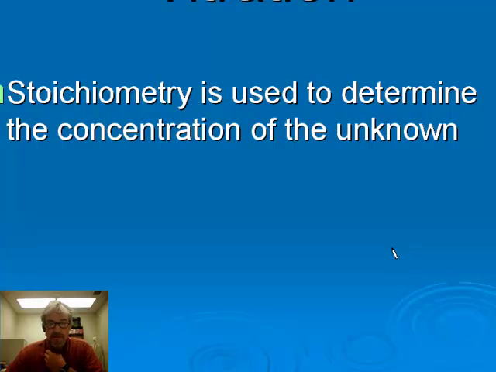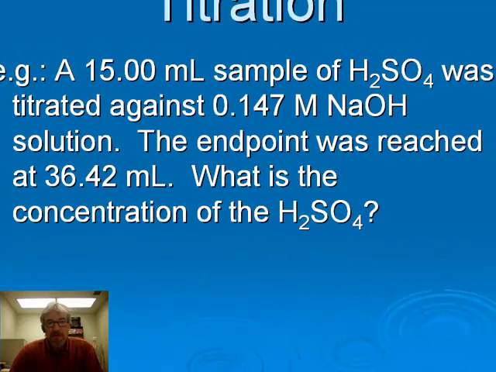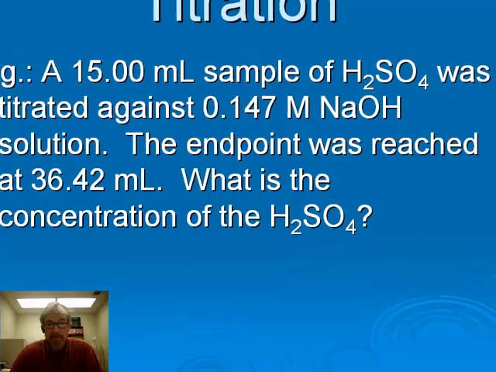Let's take a look at the stoichiometric calculations that go along with a typical titration, and then I'll show you a little video of a real-life titration with its results, and then we'll do one more example problem. So here's our example. A 15 milliliter sample of H2SO4 is titrated against our standard 0.147 molar NaOH solution. The endpoint is reached when 36.42 milliliters were put into the flask from the burette. So the question is, what's the concentration of the H2SO4?